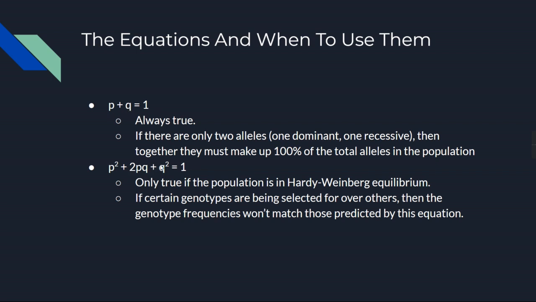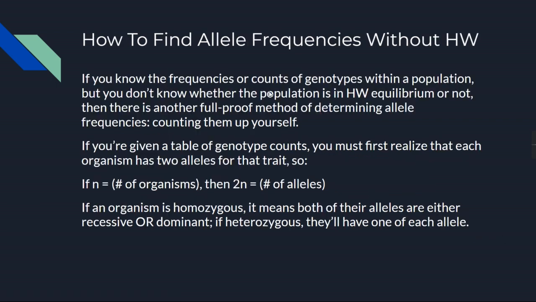That's all it's saying. The second equation, though, cannot be used if the population is not in equilibrium because this is homozygous dominant, heterozygous, homozygous recessive. It assumes that each of these is equally likely to pass on their genes in reproduction. It's assuming that none of these genotypes are selected for, which you don't know necessarily if it's not in equilibrium, which is why you can't use this if it's not in equilibrium.